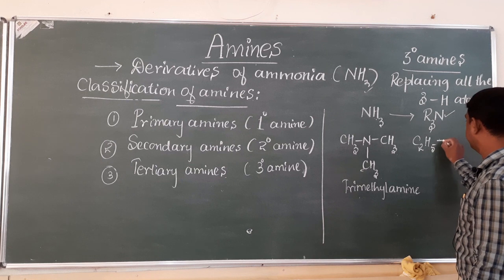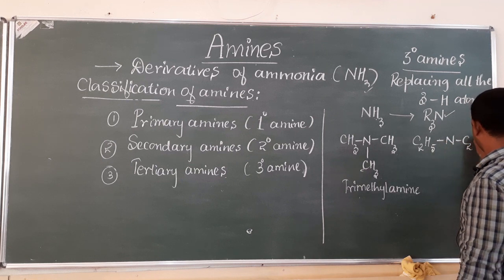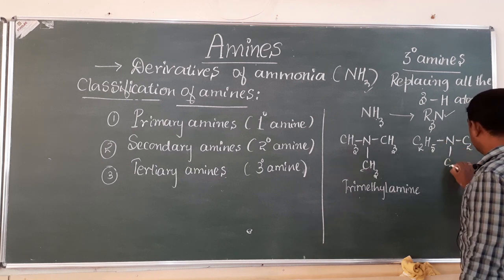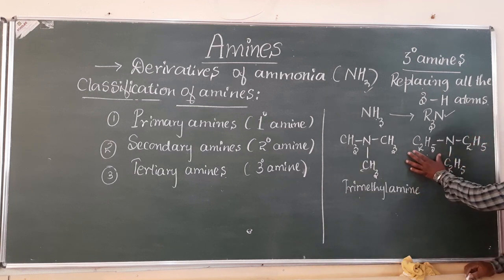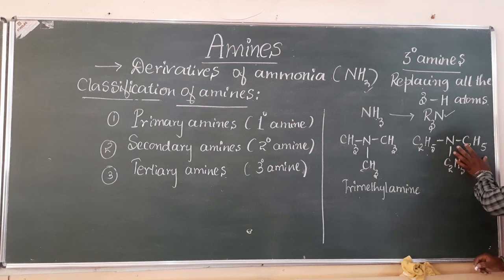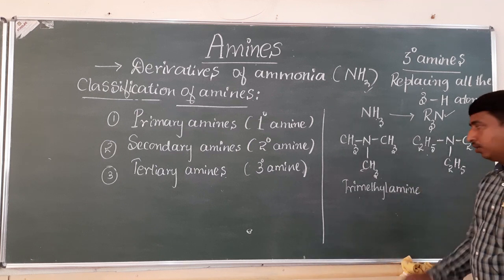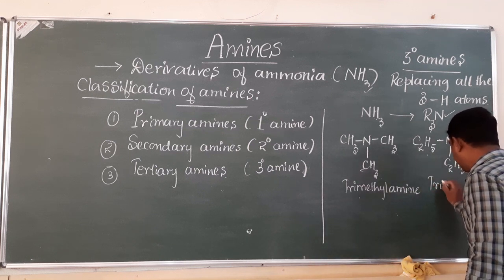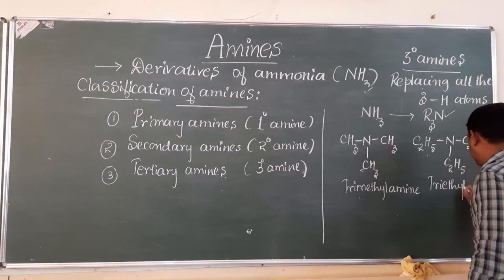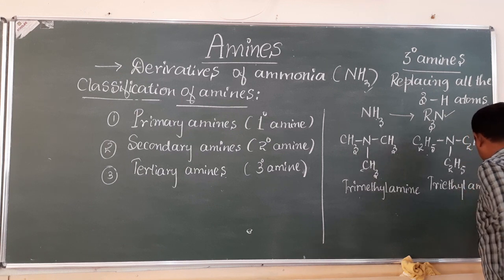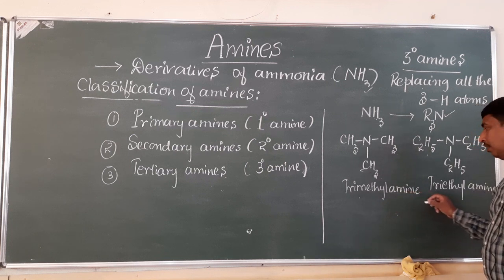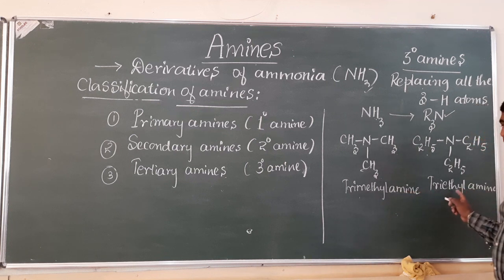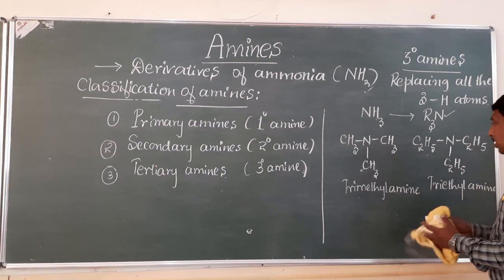One more we can write. C2H5. Name of this alkyl group is ethyl group. This is also an ethyl group. This one is also an ethyl group. So totally 3 ethyl groups are present. So it is called triethyl. Triethylamine. So trimethylamine, triethylamine, they are examples for tertiary amines.